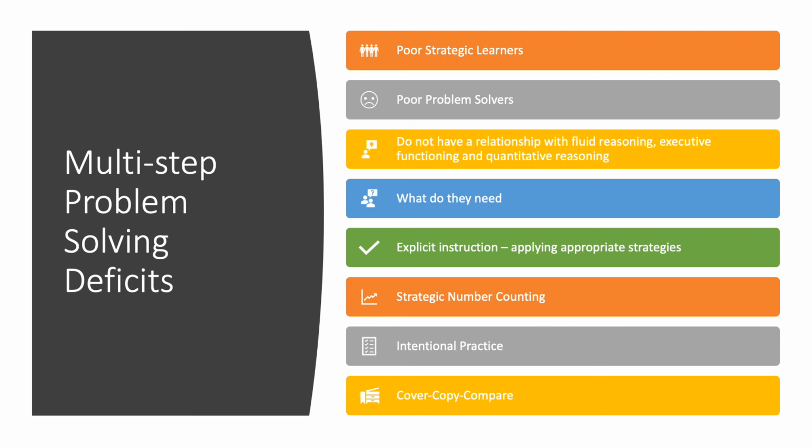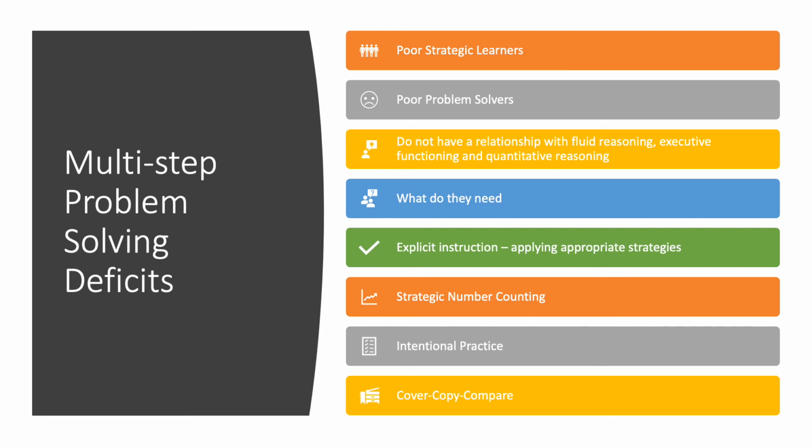Now, our last one is multi-step problem solving. And our kids have deficiencies in this. Now, I want you to think about what that means. They are poor strategic learners. They have poor problem solving skills. They do not have the relationship between fluid reasoning and consecutive functioning.